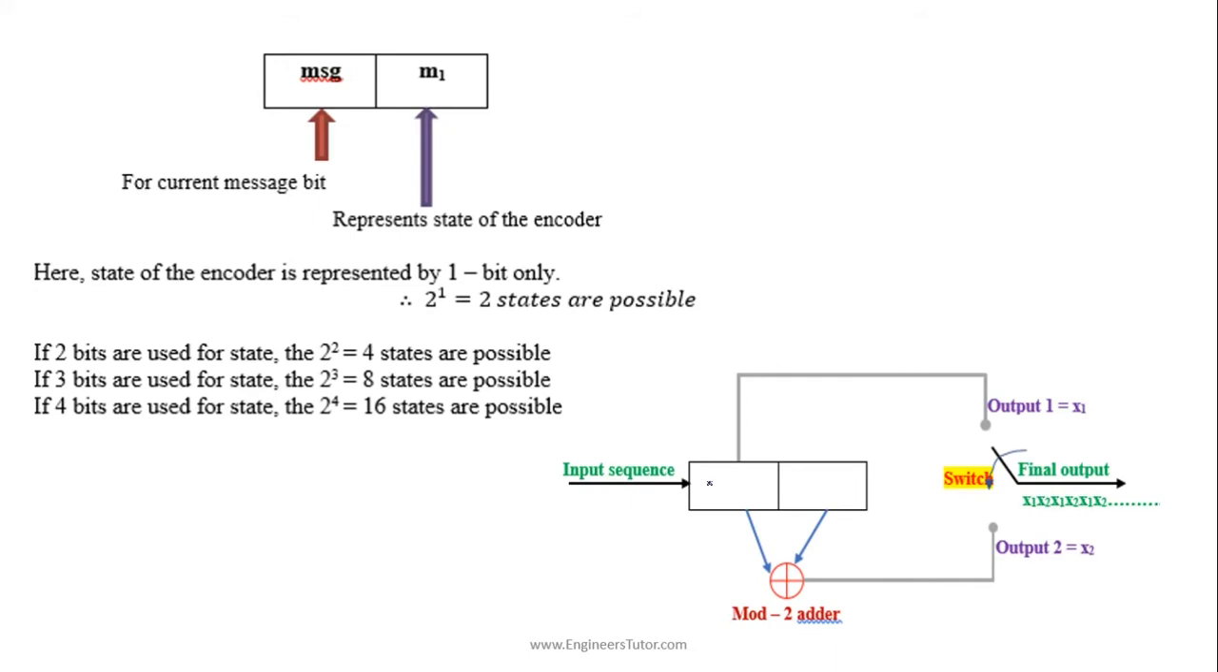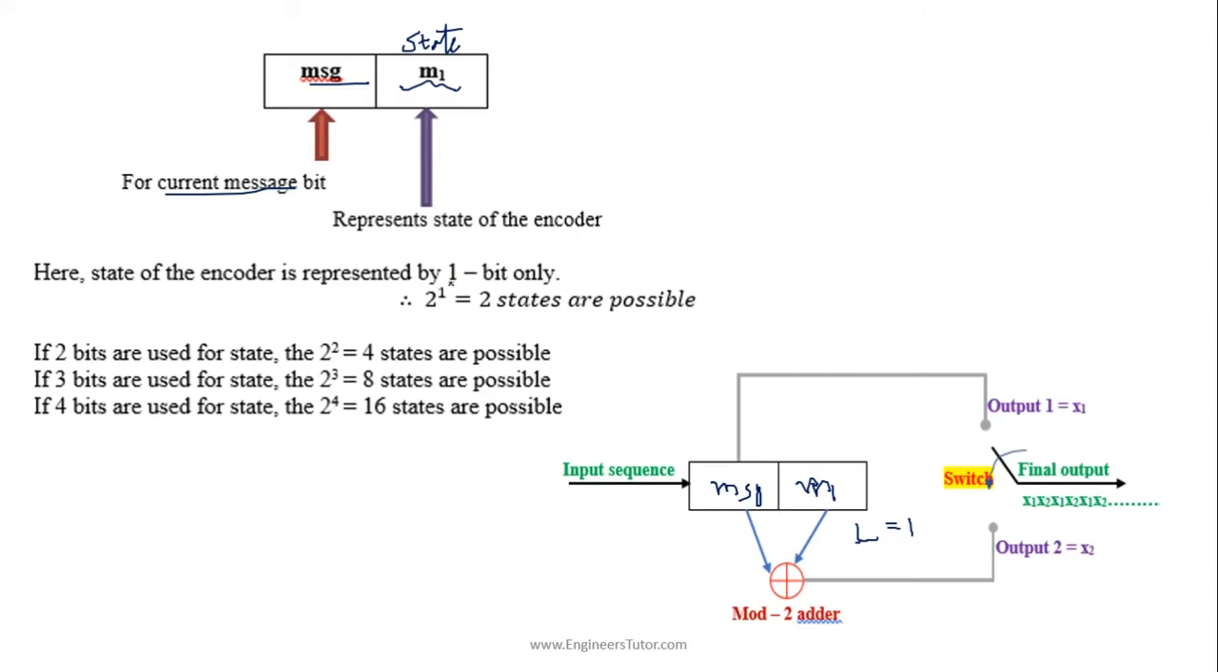In the given convolutional encoder, the first flip-flop is MSG and the next is M1. So here MSG is used to hold the current message bit, and M1 represents the state of the encoder. Only one bit is reserved for the state of the encoder because the constraint length of the given encoder is L equal to 1.